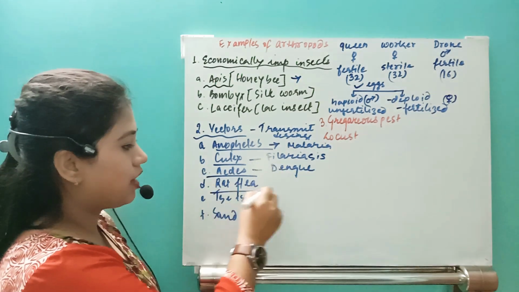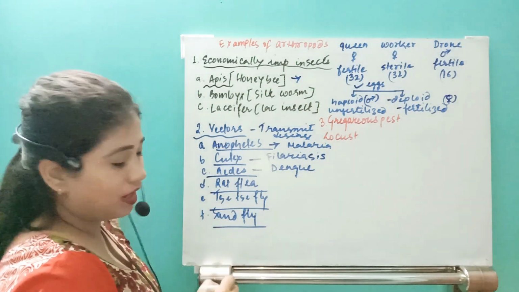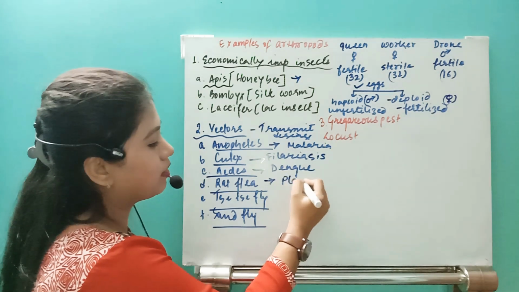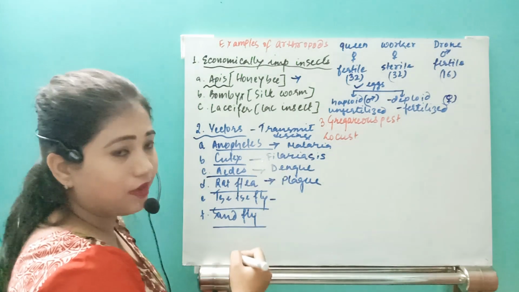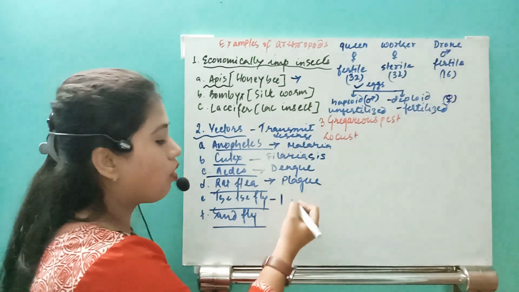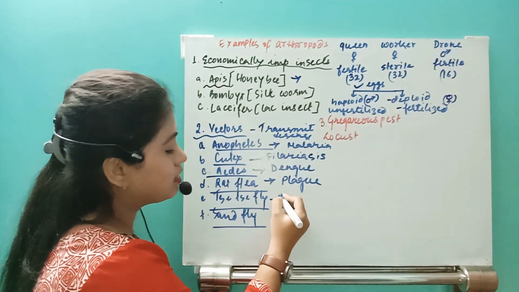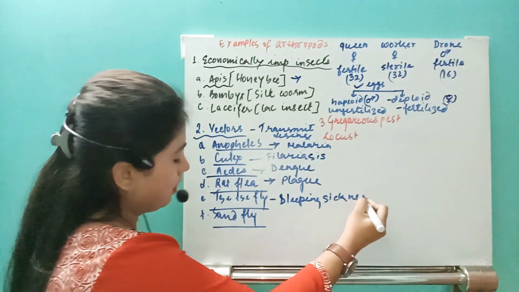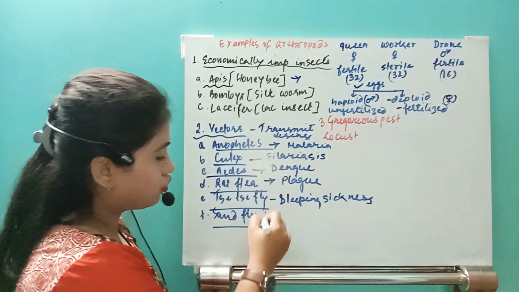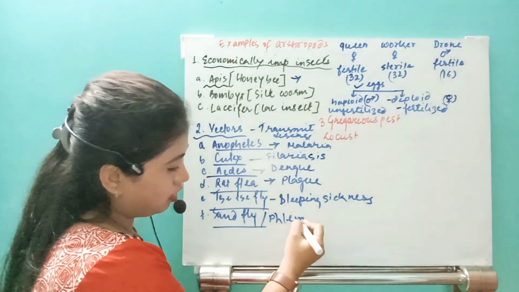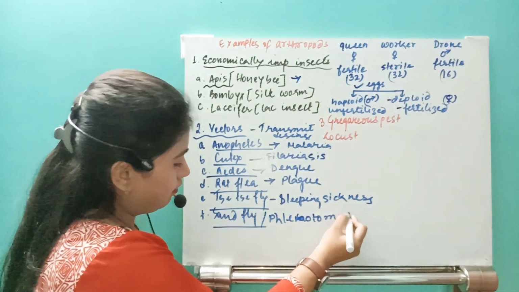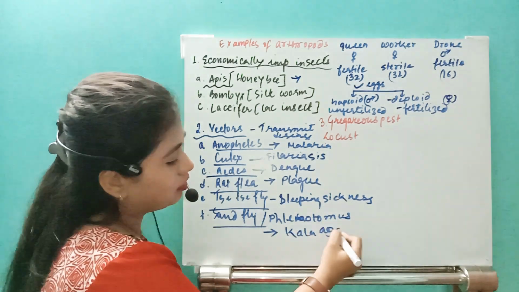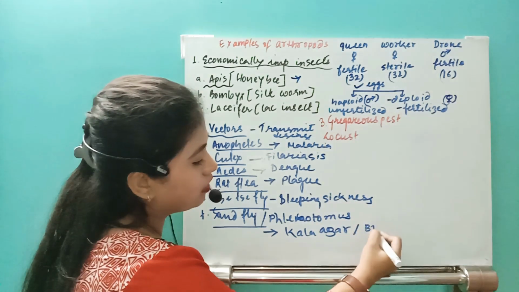Okay, next one, rat flea, tsetse fly and sand fly. These are also very much important. Rat flea transmits the disease plague. Okay, next one, tsetse fly, it transmits the disease-causing organism for the disease that is sleeping sickness. Now the last type, that is Phlebotomus or sandfly. It transmits the disease that is Kala Azar or black fever.